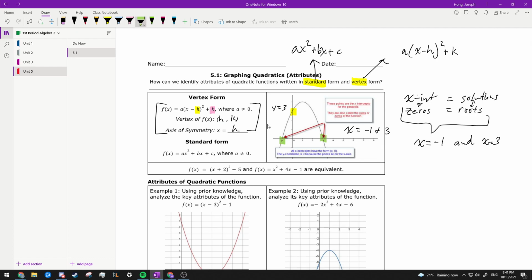Standard form we're going to be talking about a little bit later in this unit, but I just wanted to show you already that you can write quadratics 2 different ways. So why am I talking about the 2 different versions? The reason why is because we can say that this equation right here and this equation are actually the same.